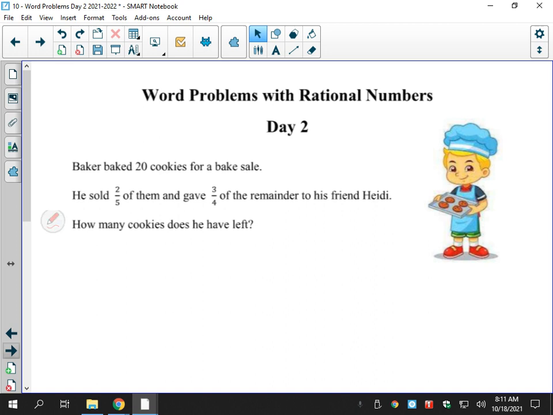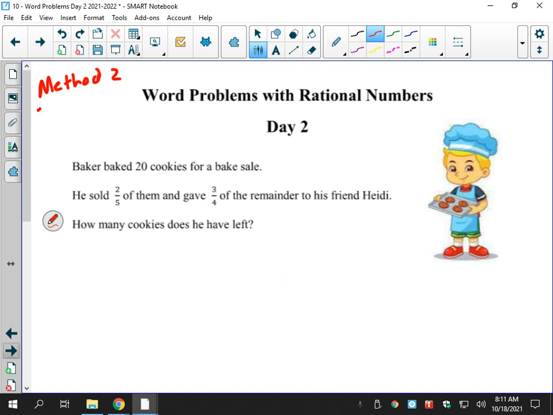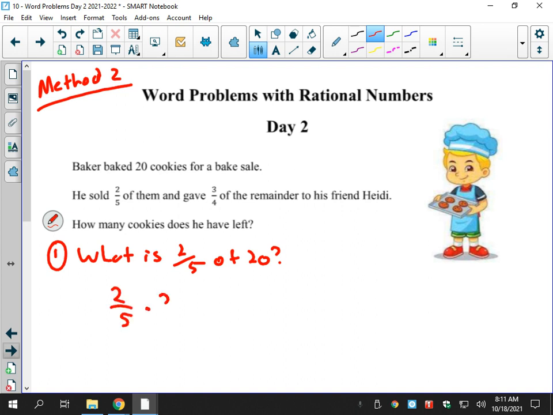Okay. So then our second method, which is a little more operational, I'll say. Same problem, Baker baked 20 cookies. He sold 2/5 of them, gives 3/4 of the remainder to his friend. So if he sold 2/5 of them, we want to figure out, well, what is 2/5 of 20? So kind of step one, what is 2/5 of 20? Right, so 2/5 of 20, that's going to be 2/5 times 20. So cross canceling. Right? So 2/5 of 20 is 8. So 8 were sold.